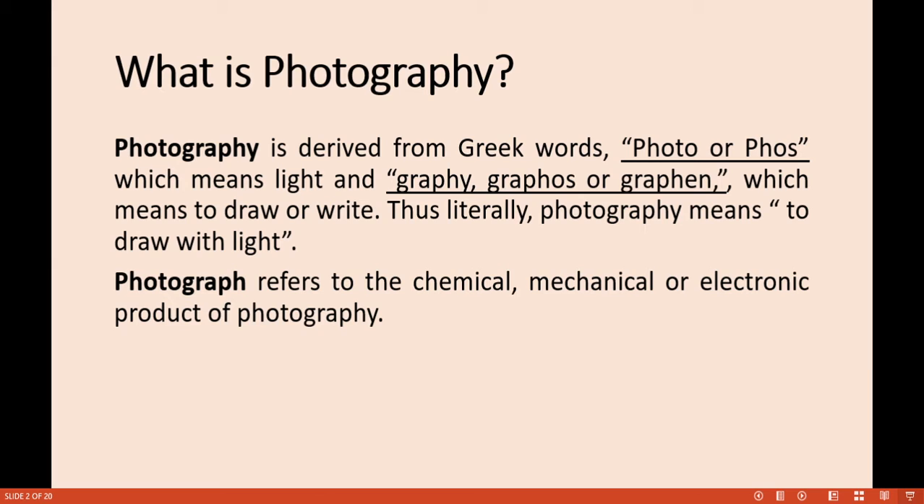What is photography? Photography is derived from a Greek word, photo or phos, which means light, and graphos or graphin, which means to draw or write. Literally, photography means to draw with light. So remember it, class, that photography, in literal meaning, is to draw with light. A photograph refers to the chemical, mechanical, or electronic product of photography.